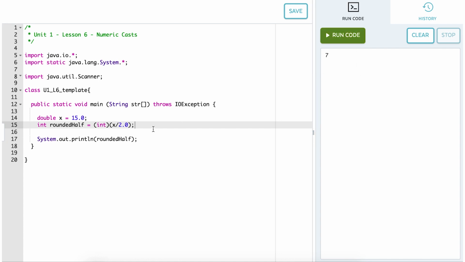But is 7 the rounded half? 7.5 should have rounded up. So this is an example of truncation. Remember, when we cast to an int, our double, instead of getting rounded, actually gets truncated. We just lose the entire decimal portion. So we do have a solution for rounding our numbers, and I'm going to show you that in the next video.